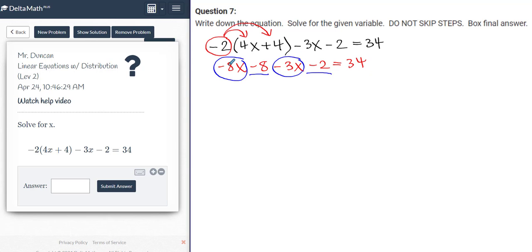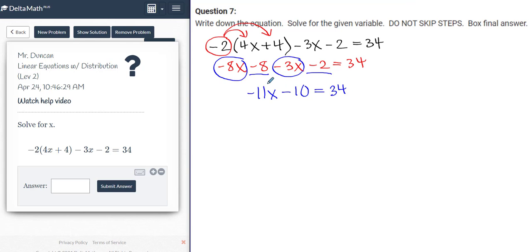Leave it alone. So -8x minus 3x simplifies to -11x. -8 combined with the -2 is -10. So this simplifies, at least on the left side, to -11x minus 10 equals 34.